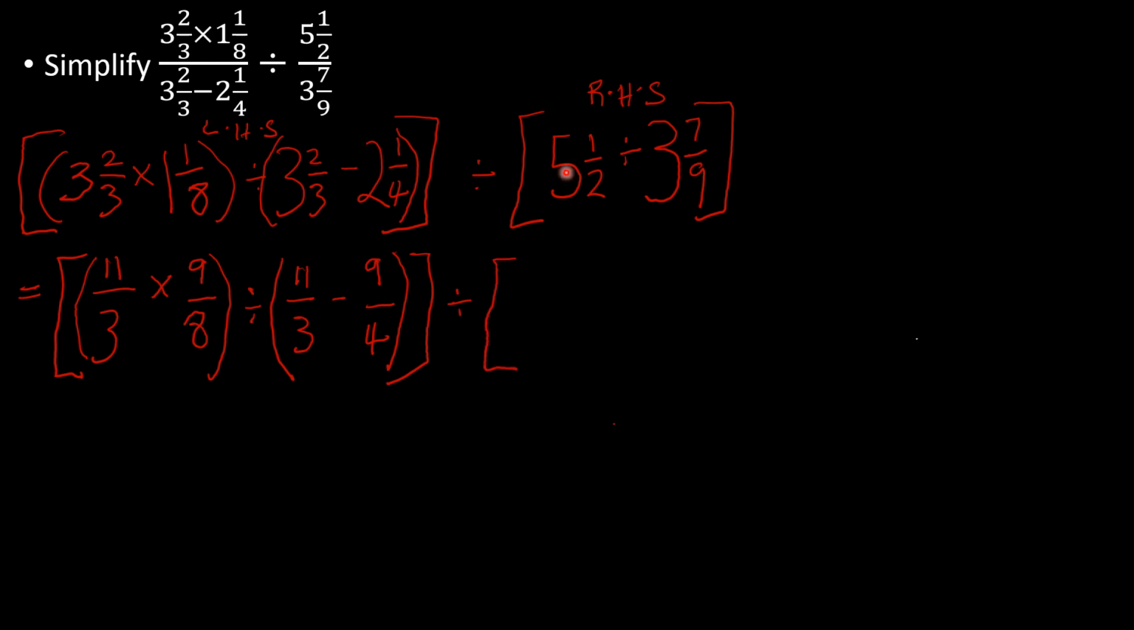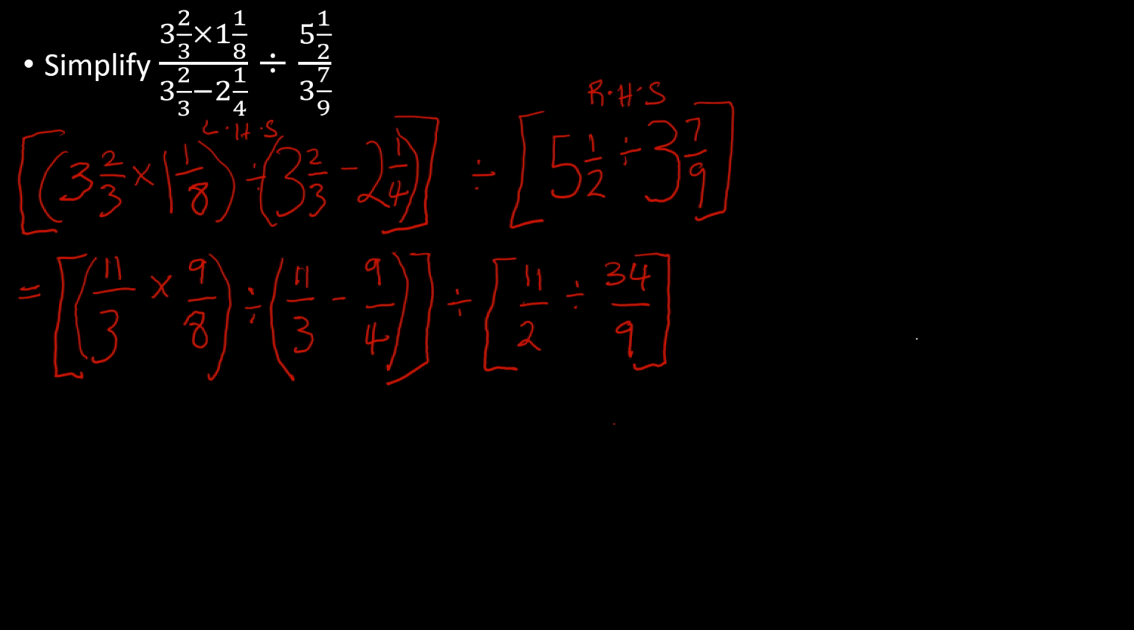we'll have 5 times 2, that's 10, plus 1, that's 11. We have the 11 over 2 is being divided by 3 times 9, that gives us 27, plus 7, that gives us 34. We have 34 over 9. So now we're done converting all our mixed numbers to improper fractions.